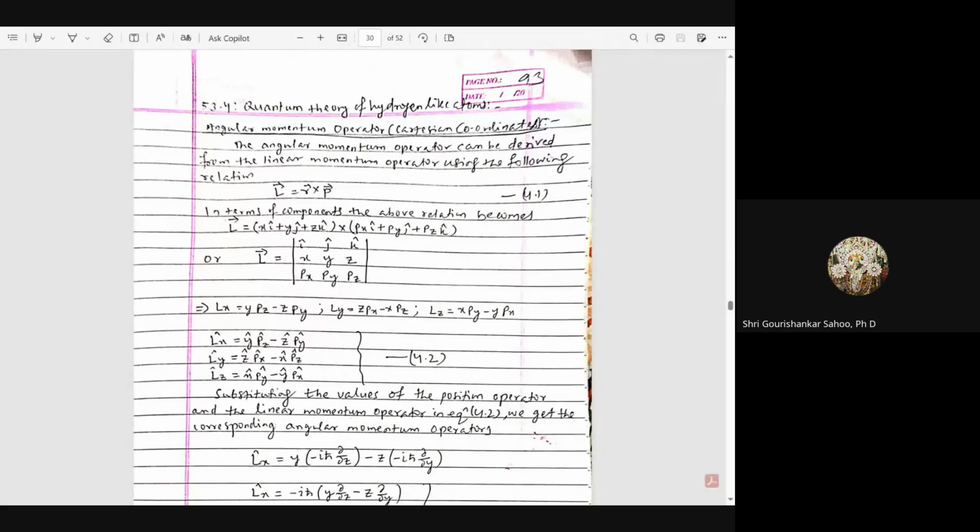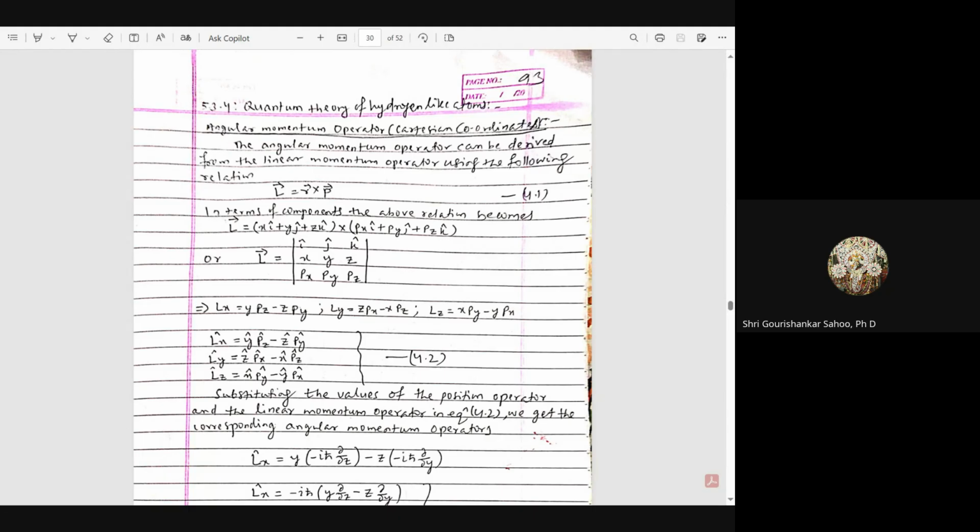Then, quantum theory of hydrogen-like atom. Angular momentum operator in Cartesian coordinate system. So you know L vector is equal to r cross p vector, and L can be written as the determinant with i cap, j cap, k cap; x, y, z; p x, p y, p z, as shown on the screen. Lx is equal to y p z minus z p y, Ly is equal to z p x minus x p z, Lz is equal to x p y minus y p x. Lx cap is equal to y cap p z cap minus z cap p y cap, Ly cap is equal to z cap p x cap minus x cap p z cap, and Lz cap is equal to x cap p y cap minus y cap p x cap.